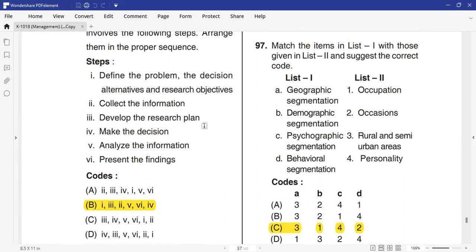Next, develop the research problem, then collect the information, then analyze the information, then present the findings, then the fourth one, make the decision. So the correct options will be 1, 3, 2, 5, 6 and 4. So the correct answer is B.